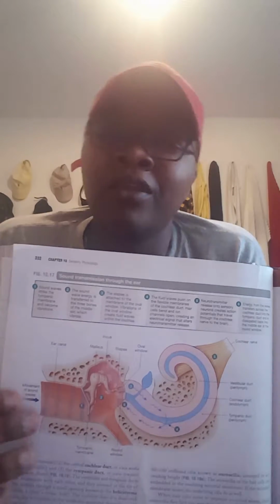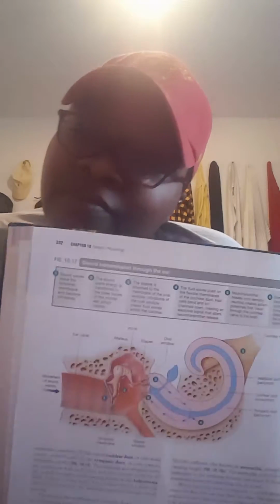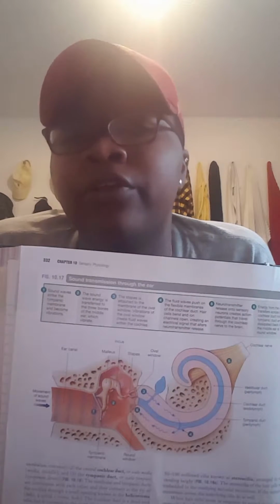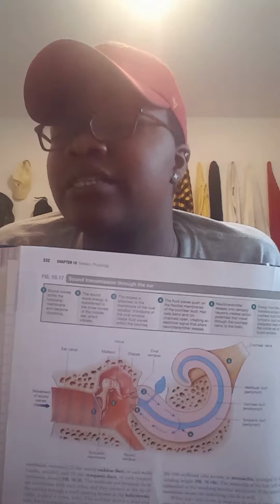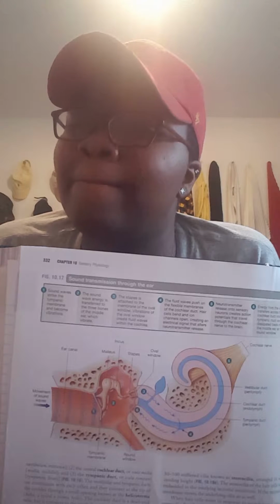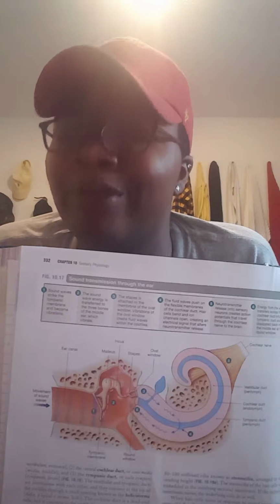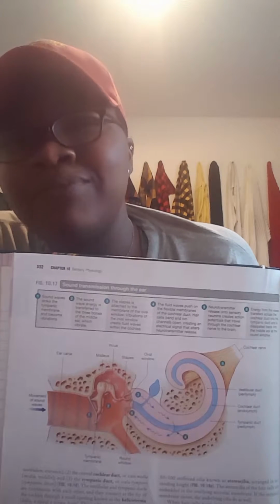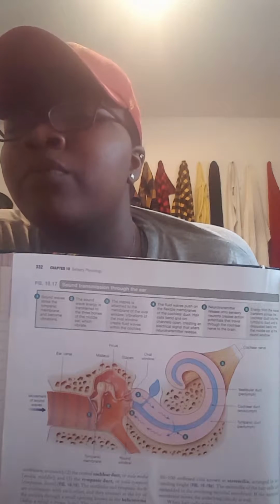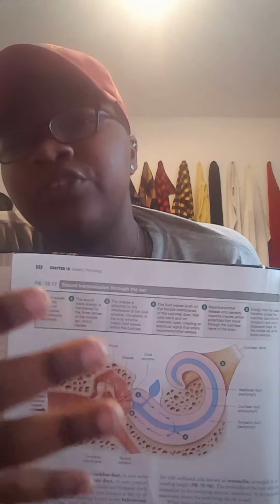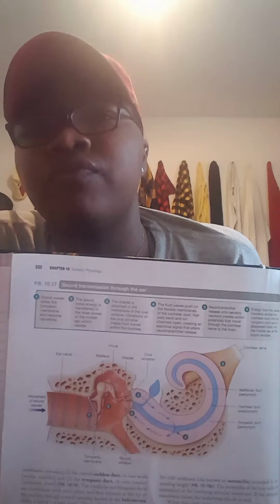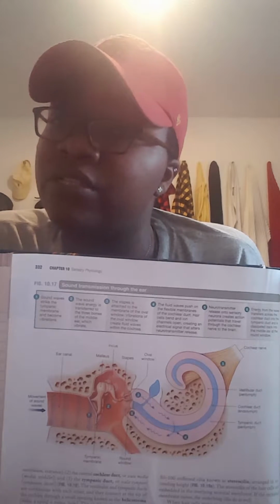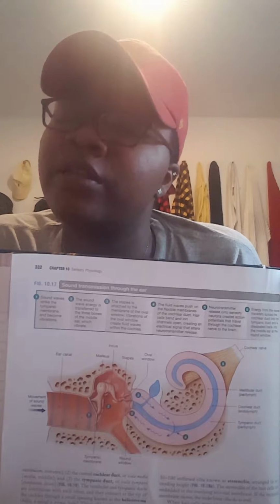There are three of them. The first one is the malleus, the second one is the incus, and the third one is the stapes. The stapes is the innermost middle bone, and it is attached to the oval window membrane. The vibrations pass through the first two middle bones and through the stapes, which continues on to the oval window.